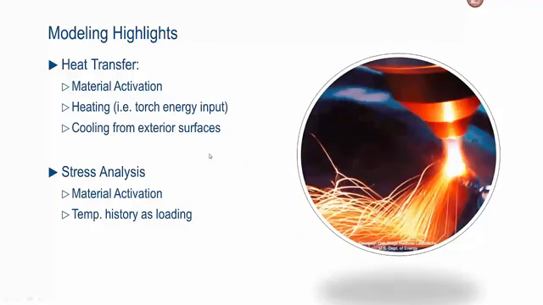Digging into the underlying analysis methodology a little further, we still use the standard sequentially coupled thermal stress analysis workflow. There is a heat transfer analysis followed by a stress analysis. In both, there is material activation that takes place. But in the heat transfer analysis, of course, we have to model the torch energy input. So we have the Goldak double ellipsoid model implemented as a special subroutine in this version of the plugin. And also in the heat transfer model, there is cooling from the exterior surfaces, basically film and radiative cooling from the evolving surfaces as well as the original exterior surfaces of the part or assembly that is being welded.